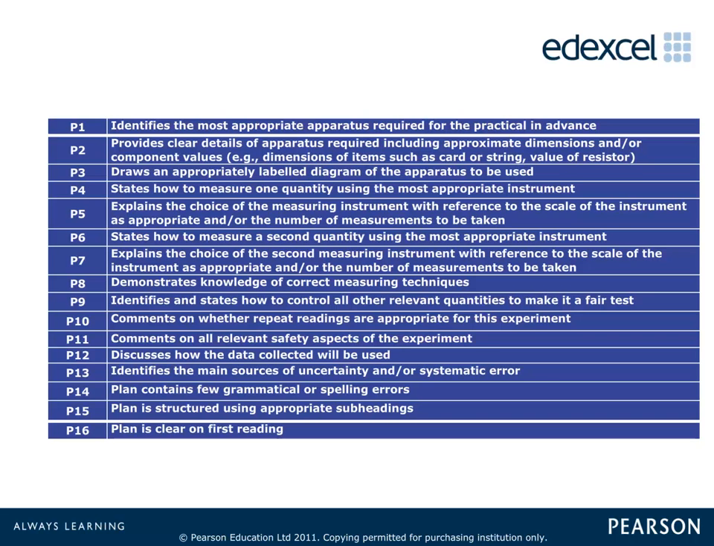P10 is for discussing whether repeat readings are appropriate. Sometimes the method, such as timing a capacitor discharge, makes it difficult to repeat distinct readings, and repeating the whole experiment becomes an option. Identifying anomalies to exclude them from means is the usual justification.